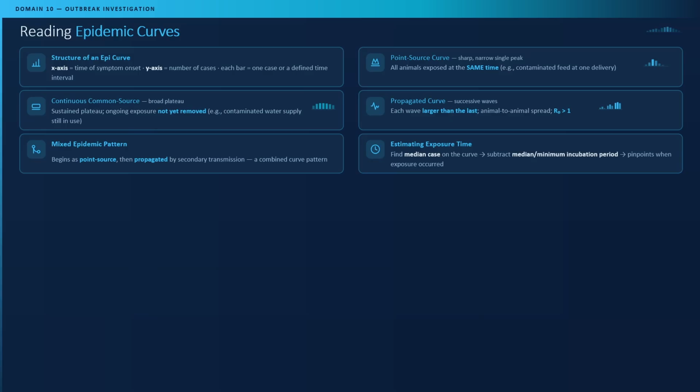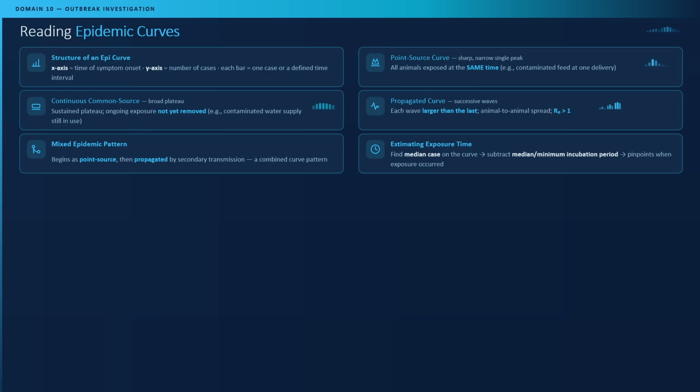A propagated curve shows successive waves, each one typically larger than the last, separated roughly by one incubation period. That's animal to animal transmission. That's an R naught greater than 1, and it means you can't just remove a source and walk away. You have to interrupt transmission between hosts.